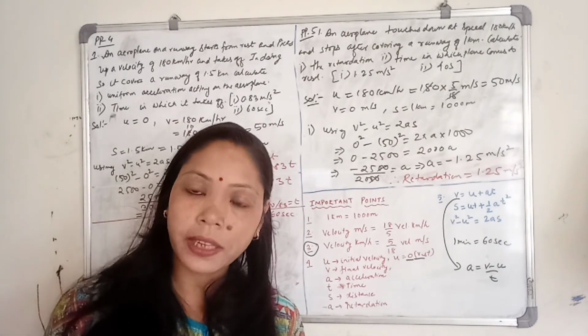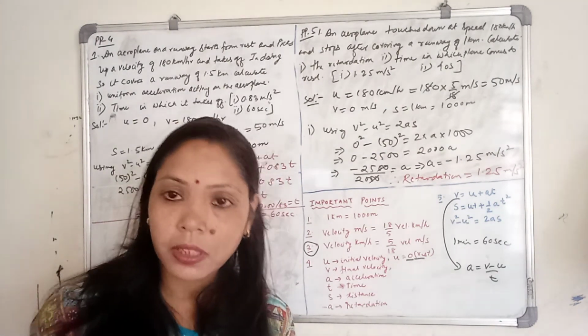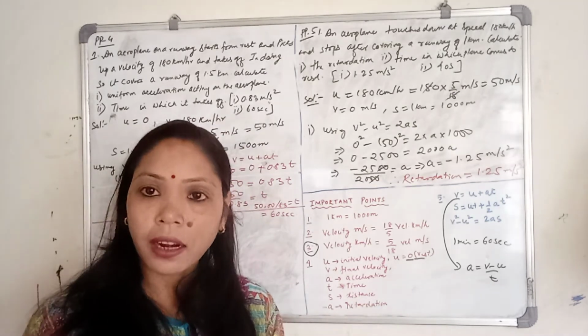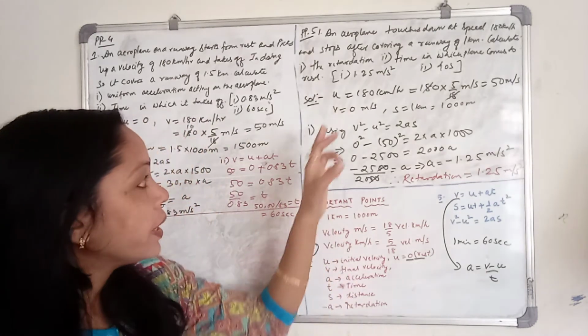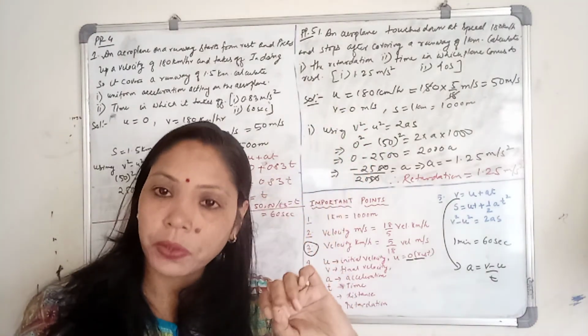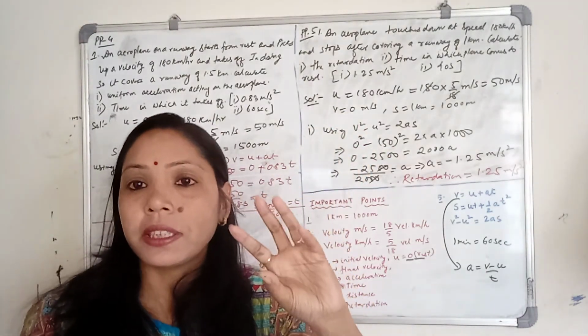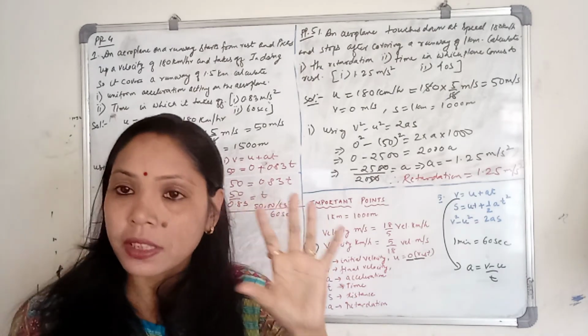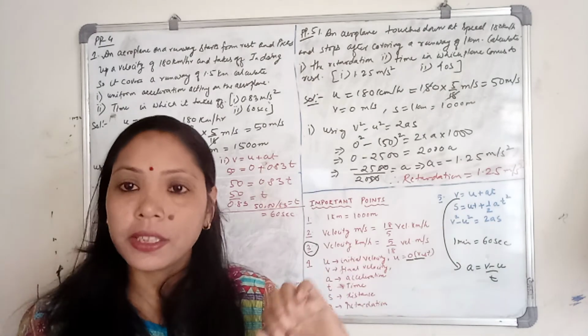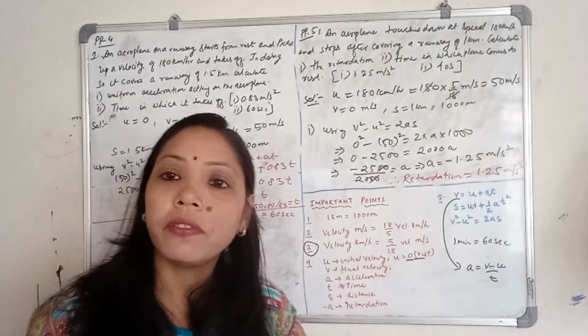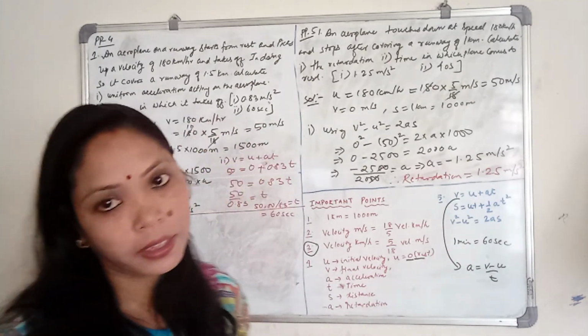Whenever the acceleration value comes in negative, you have to write retardation. And in which case we'll get the retardation? Whenever your final velocity is 0 and initial velocity has certain value. Or you can say whenever the final velocity is less than initial velocity, then we always get the retardation.